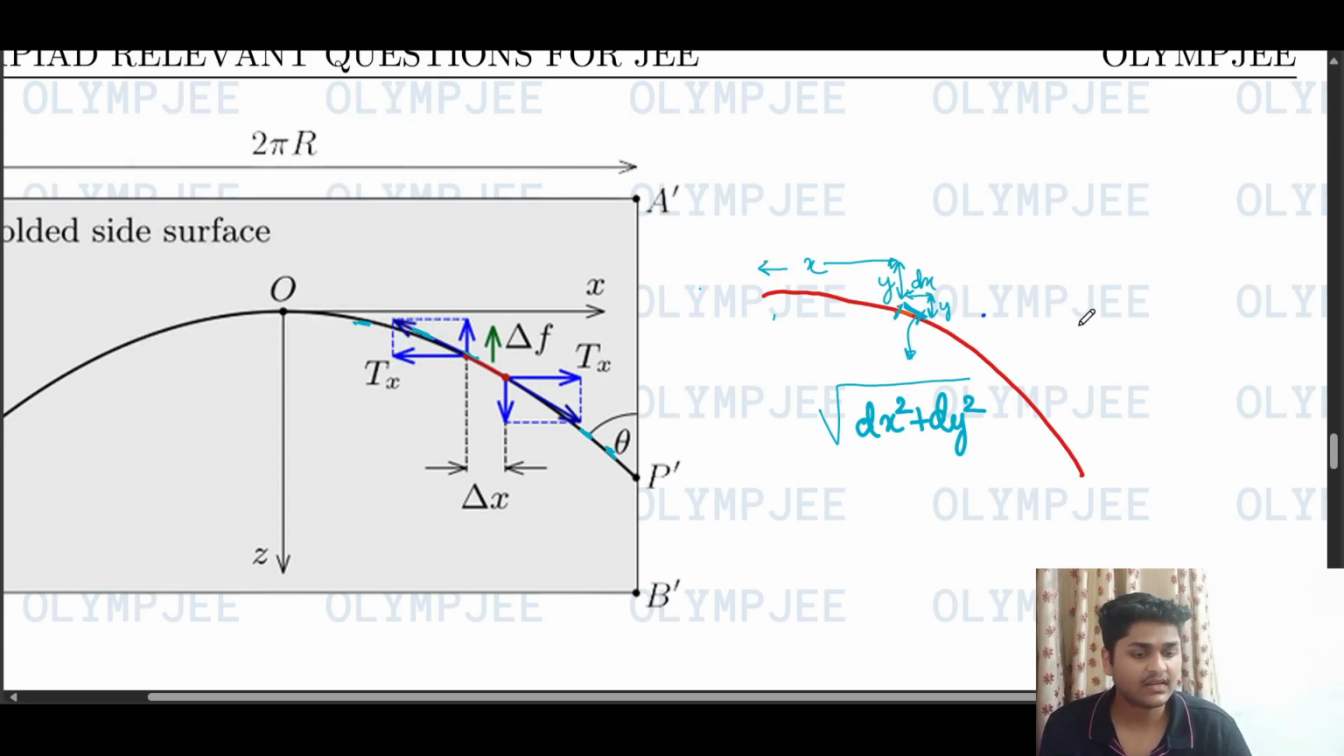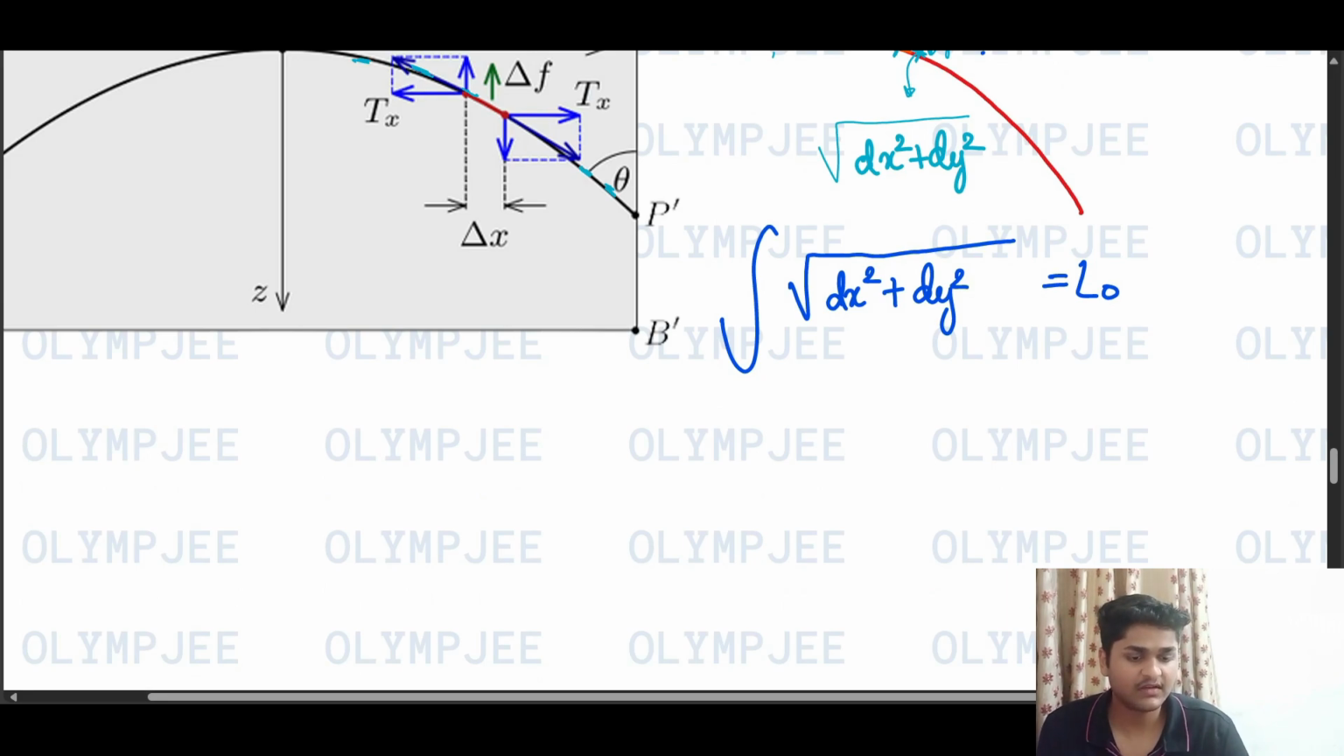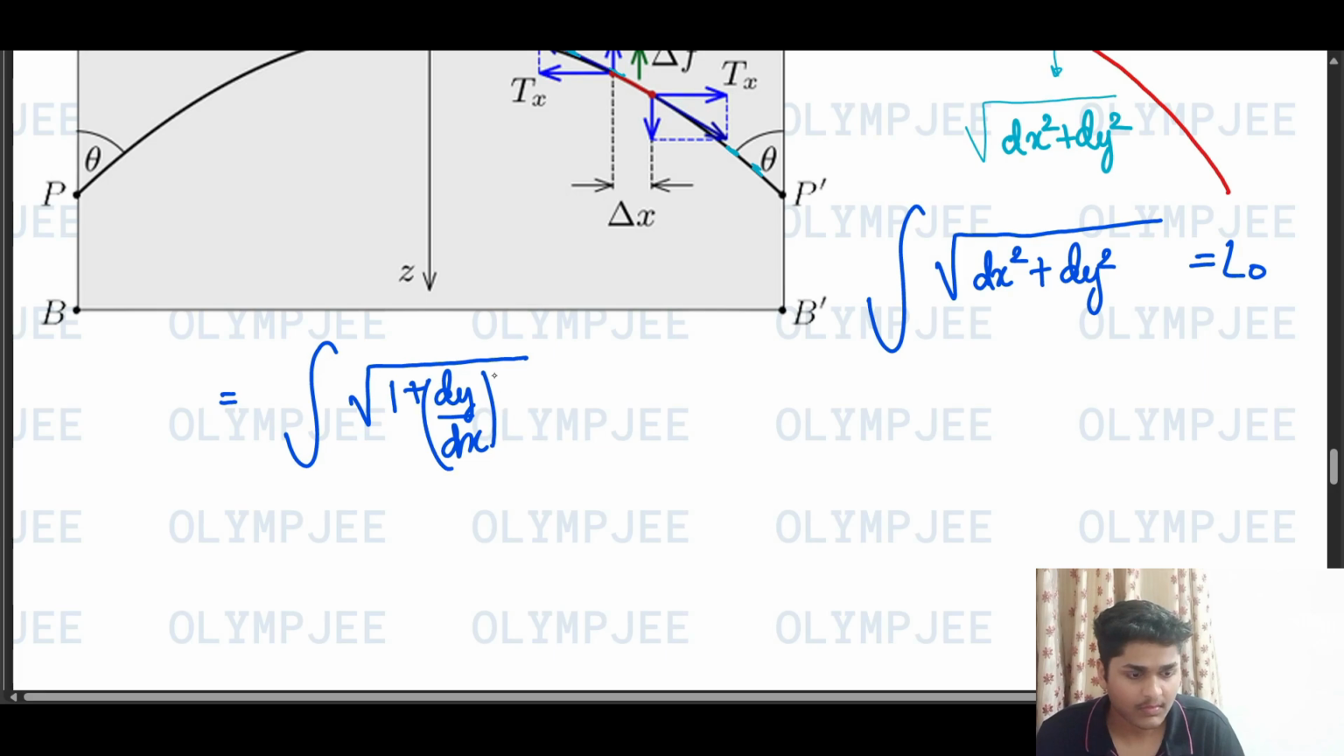So if we integrate this square root, we will get the length, but right now we have two variables inside the integral, so we need to reduce this into one variable. For that we can use this. If we take dx square common out of this square root, then this will become 1 plus (dy by dx) whole square, multiplied by dx.